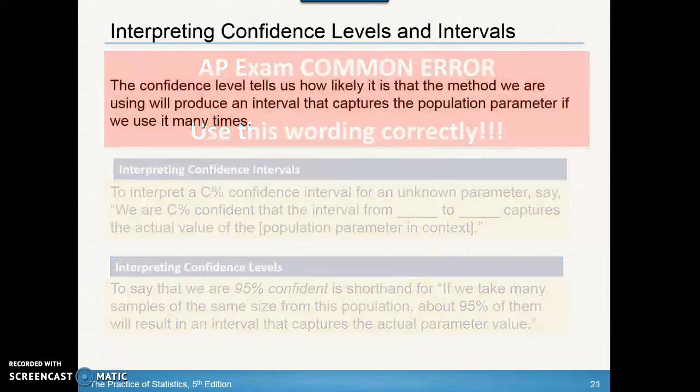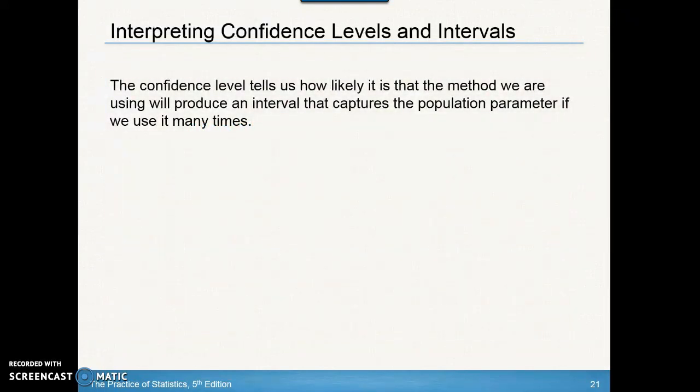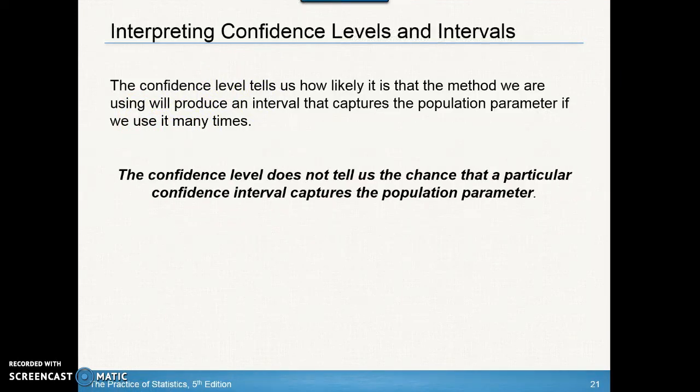proportion, whatever. Okay, so let's just take a look at how we can interpret the confidence levels and intervals a little bit further. So the confidence level tells us how likely it is that the method we are using will produce an interval that captures the population parameter if we use it many times. So the level says if we have an 80% level, if we do many, many samples, 80% of the time we'll capture the true population mean or parameter.